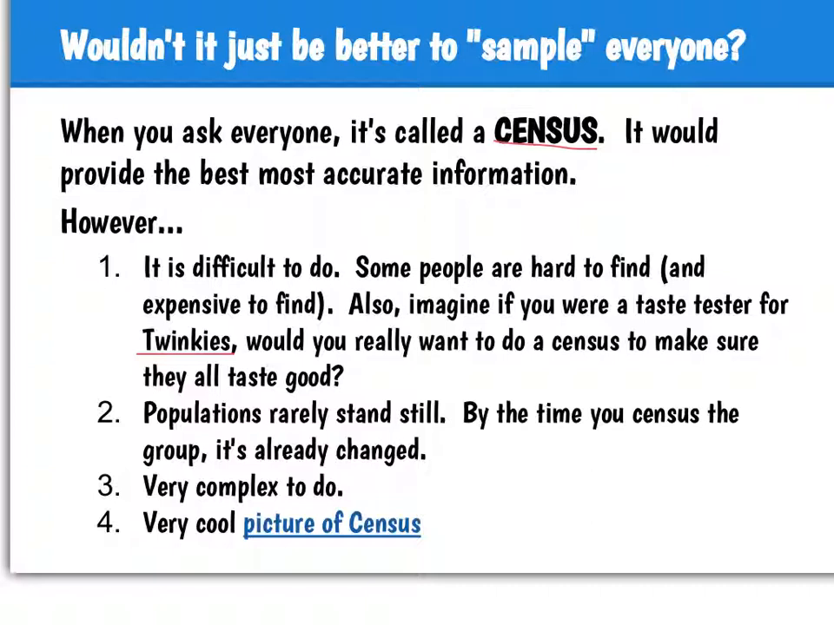Populations don't stand still. By the time you census the group, it's already changed. So especially with a large population like the United States, you can't sample everybody easily and quickly because there are so many people. So that's a pretty big deal. It's very complex to do. The bigger the population, the harder it is.